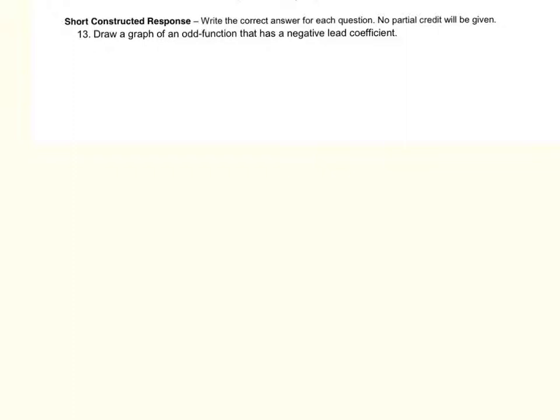Draw a graph of an odd function that has a negative lead coefficient. So this is pretty straightforward. We're going to draw an x and y axis. Remember that odd functions have this shape. The endpoints go in opposite directions.